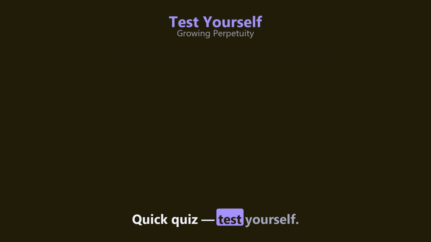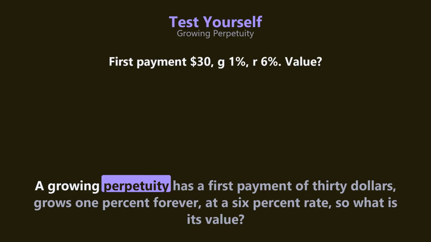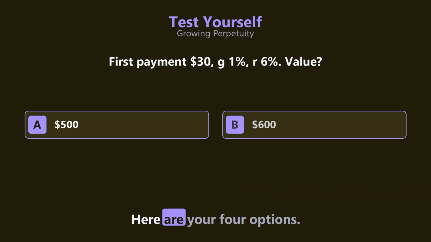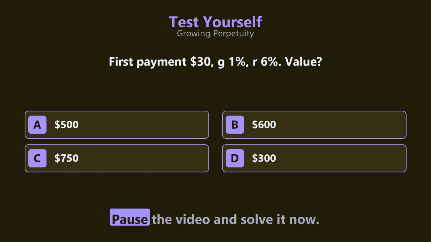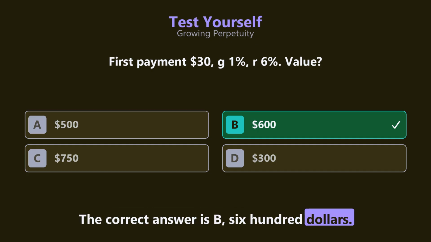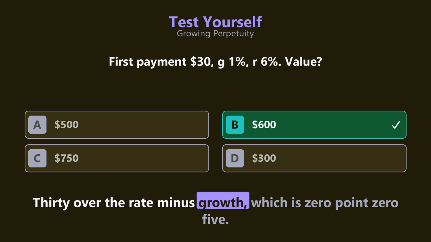Quick quiz, test yourself. A growing perpetuity has a first payment of $30, grows 1% forever, at a 6% rate, so what is its value? Here are your 4 options. Pause the video and solve it now. The correct answer is B, $600. 30 over the rate minus growth, which is 0.05.